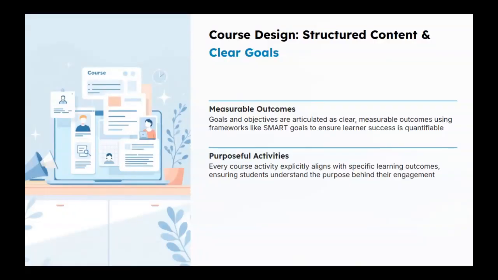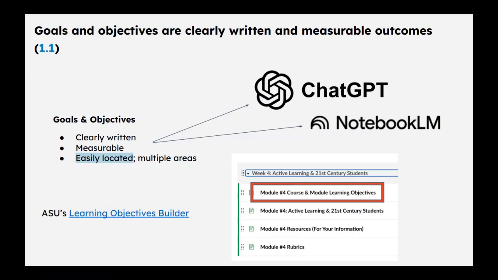Okay, and then the second part of course design is having clear goals. This is where your instructional expertise comes into play. Looking at measurable outcomes and purposeful activities. And again, you're probably doing this already, so you don't necessarily need to do it. But one of the compulsory standards that you have to meet is that your goals and objectives are clearly written and measurable.